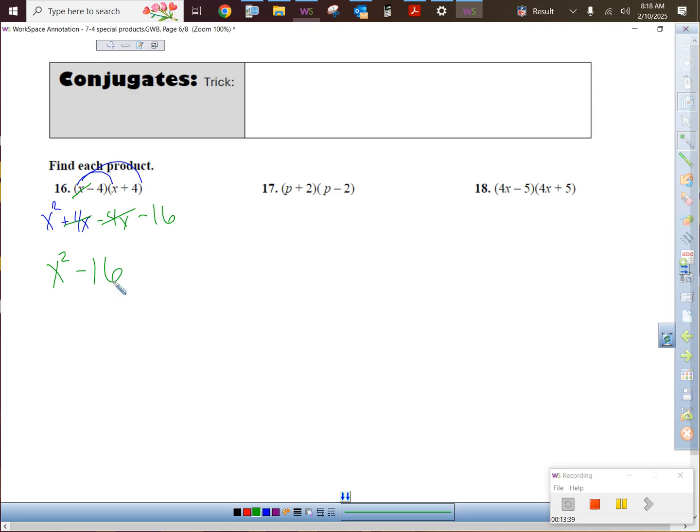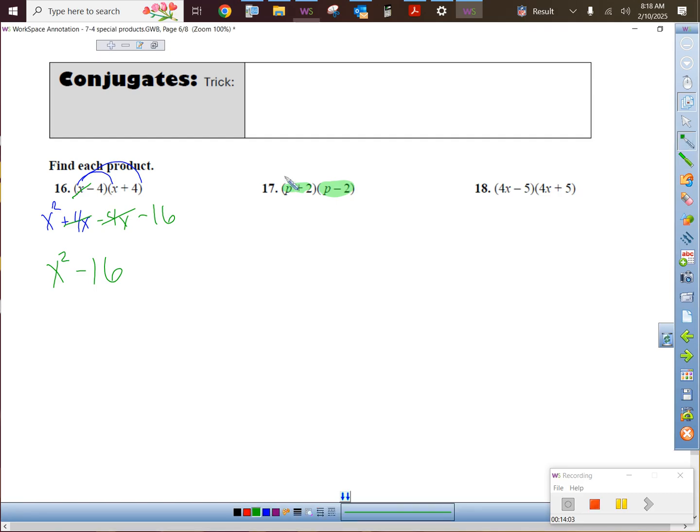Neat. Let's try that again. Are these guys conjugates of each other? Are they the same group, but one of them is a plus and one of them is a minus? It doesn't matter where the plus and minus is, whether the plus comes first or second. They're the exact same group. It's a p and a 2, a p and a 2. One of them's got a plus, one of them's got a minus.